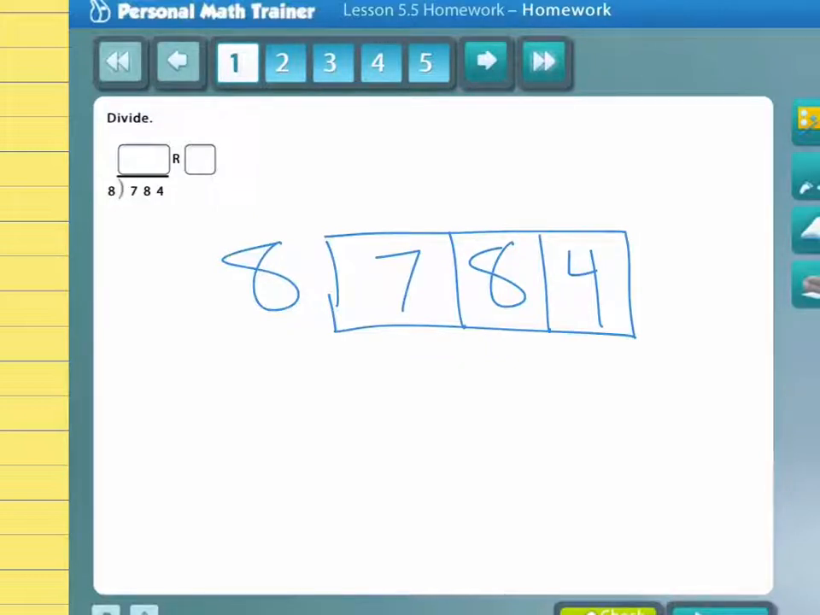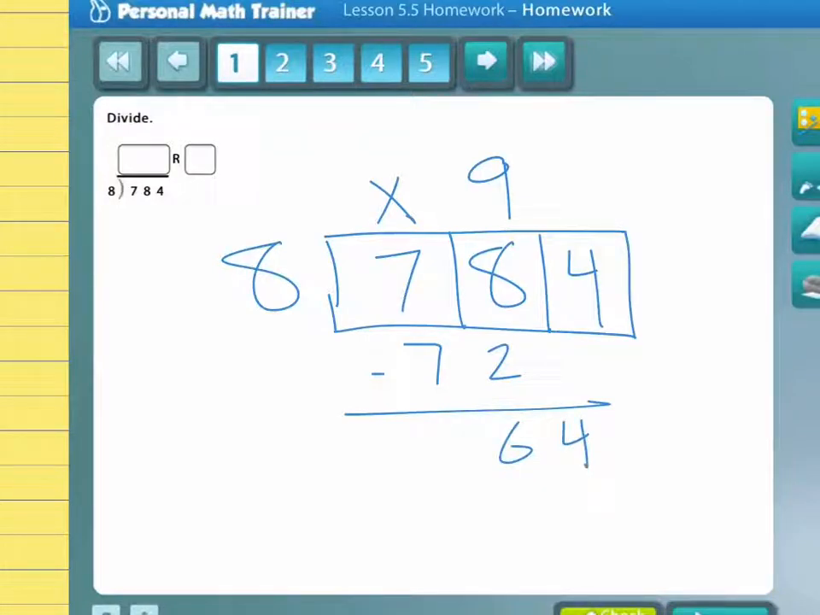I know that I cannot make a group of 8 out of 7, so I'm going to X that out. I can make a group of 8 out of 78. I know that 9 times 8 is 72, so that's going to be my quotient in the tens place. I have 6 tens left over, and 8 goes into 64 8 times, and there's no remainder. So the answer will be 98 with no remainder.